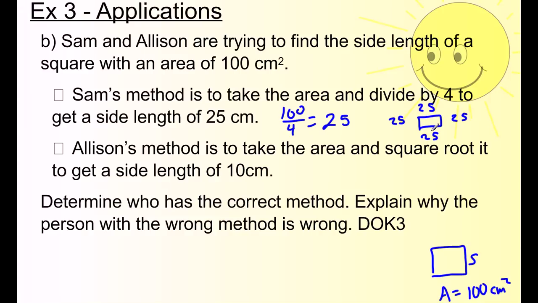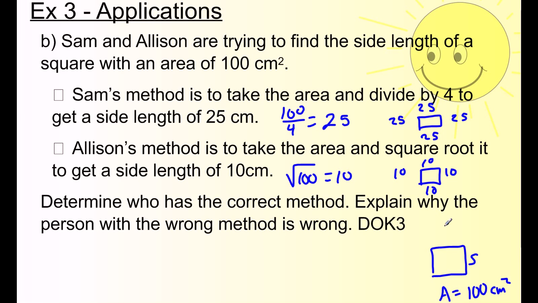Use your imagination. Allison's method is to take the area and square root it. Yeah, checks out. And you get a side length of 10. Okay, so she thinks it's 10, 10, 10, 10. Determine who has the correct method and explain why the person with the wrong method is wrong.